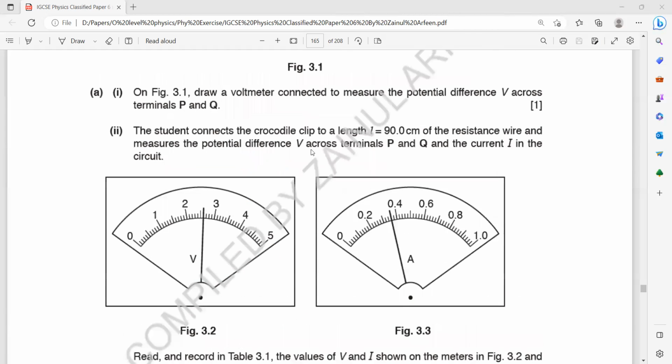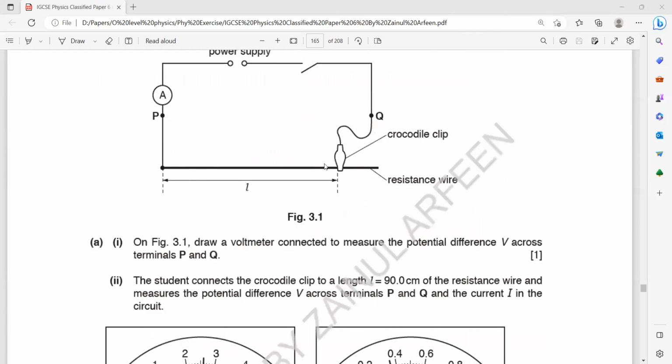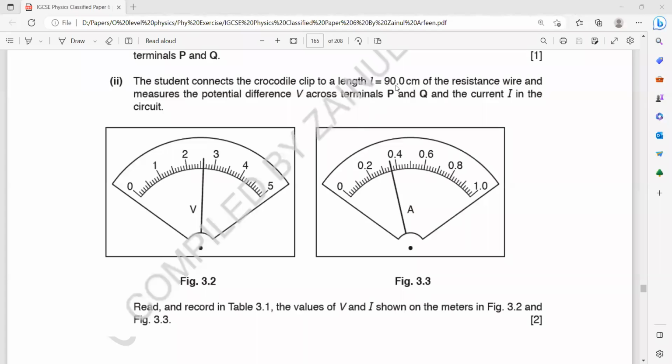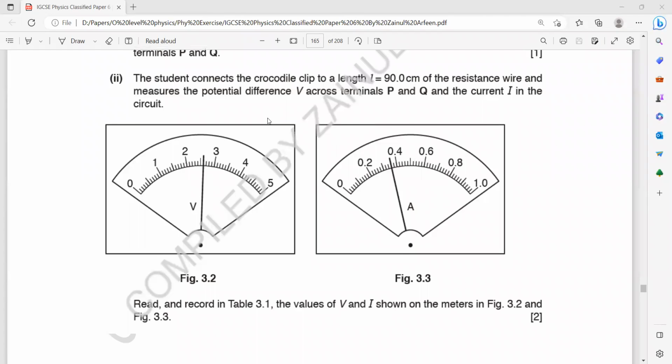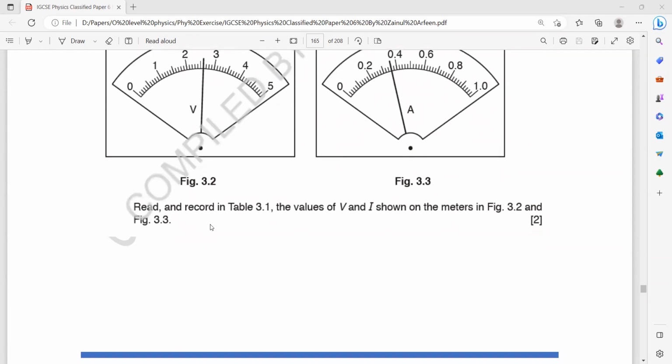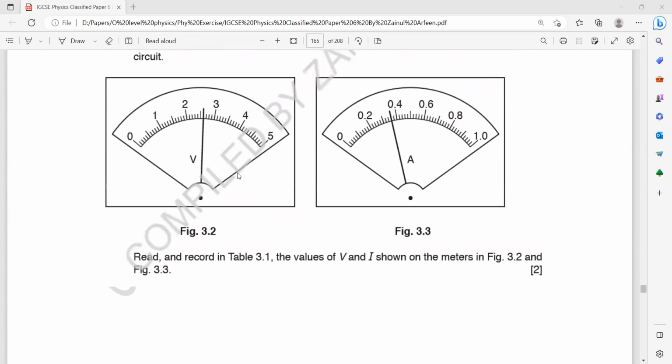Then a student connects the crocodile clips. These are the clips. The student is changing the position of this crocodile clip and records the length as 90 centimeter. Record the voltage and the current. Read and record the table for voltage and current.